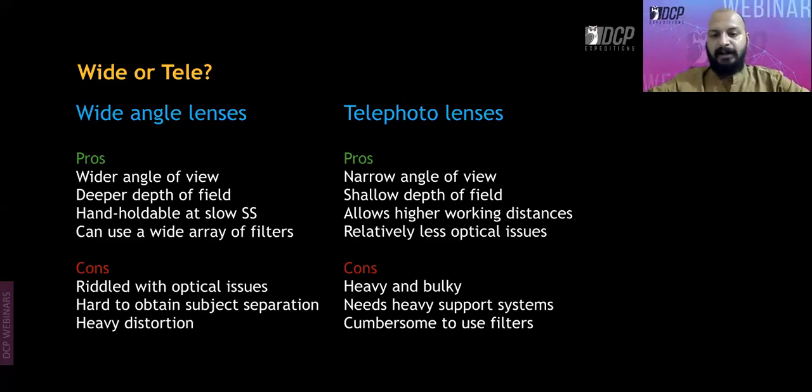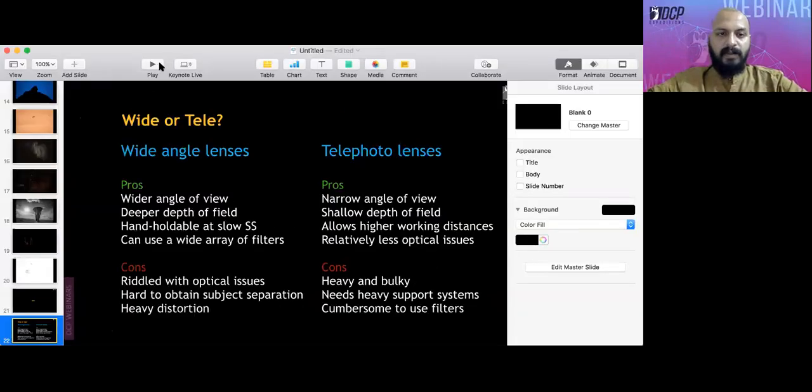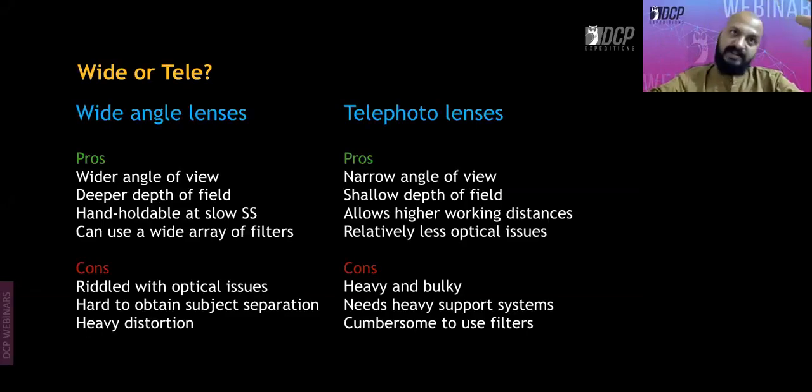Super telephoto lenses allow you higher working distances than wide-angle lenses. If you want to make a successful image with a wide-angle lens, you have to be really close to the animal to make them appear as big as you can with a telephoto lens. And telephoto lenses have relatively fewer optical defects.